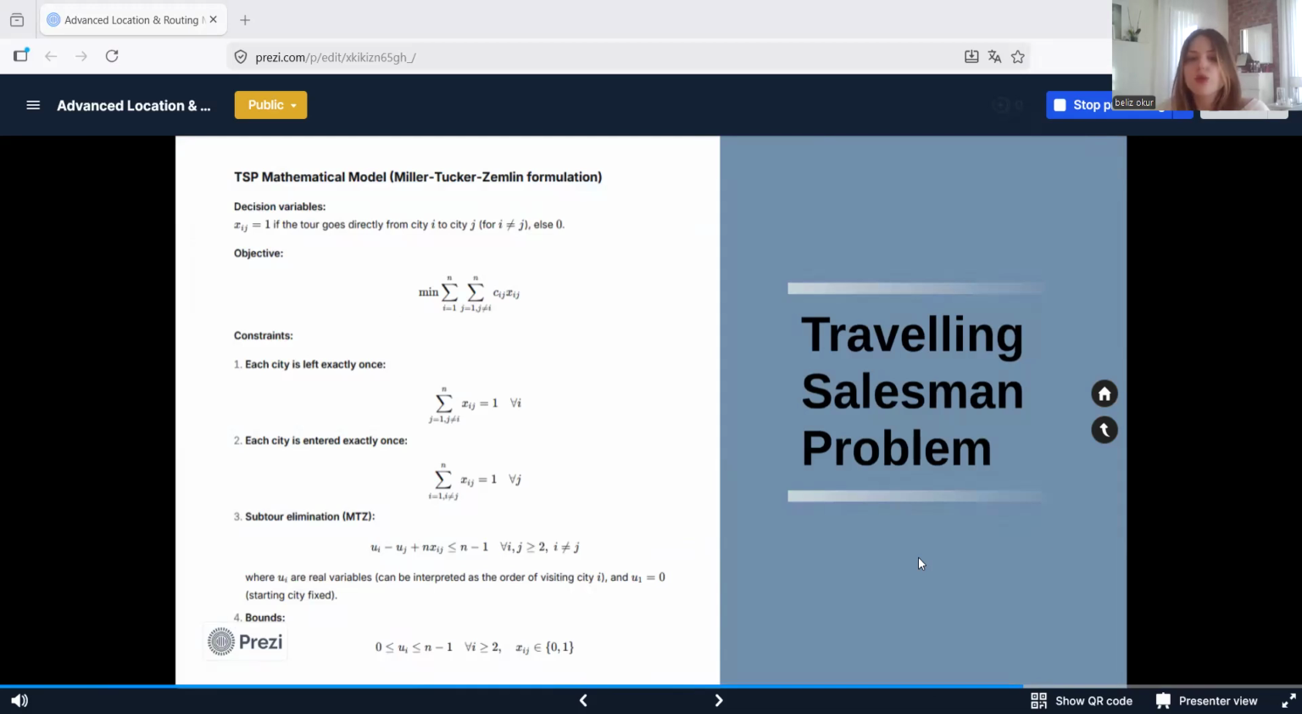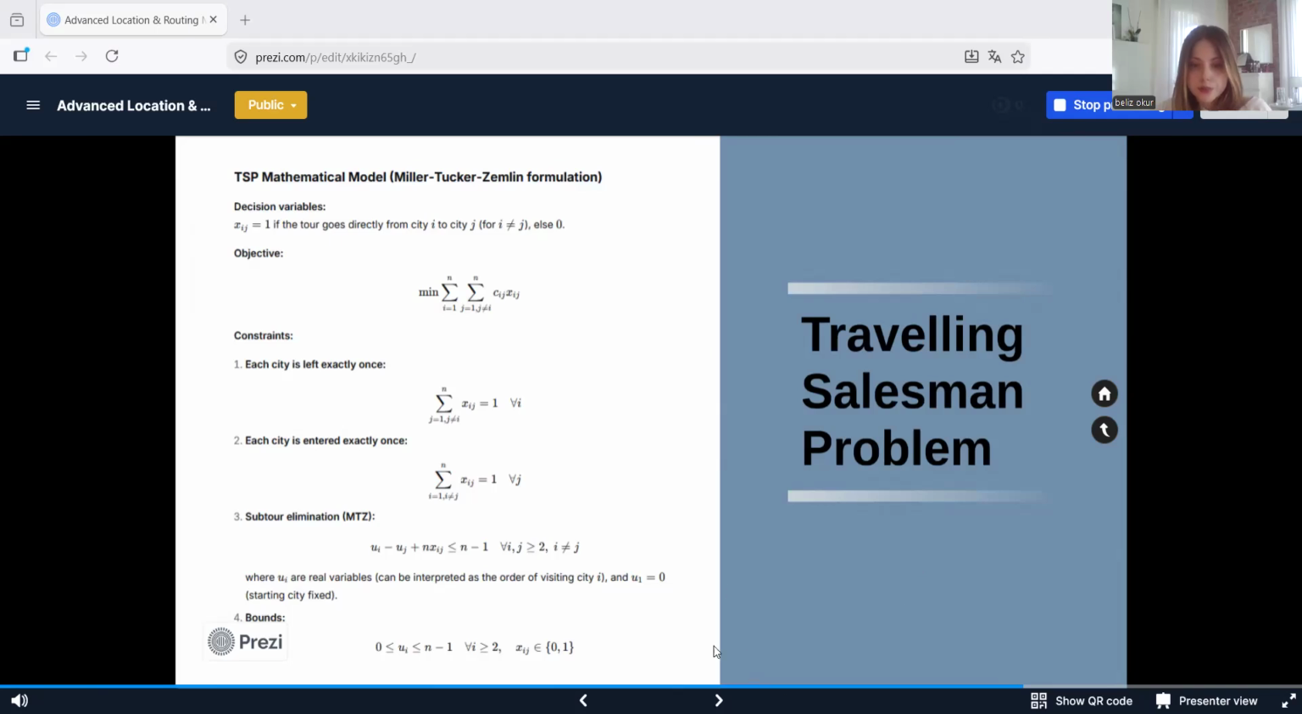We need rules so the computer doesn't cheat. So first one, leave once. You can only drive out of a city one time, and you can also enter the city only one time. And lastly, subtour elimination. This rule is super important. It forces the route to be one giant connected loop instead of two small separate circles.